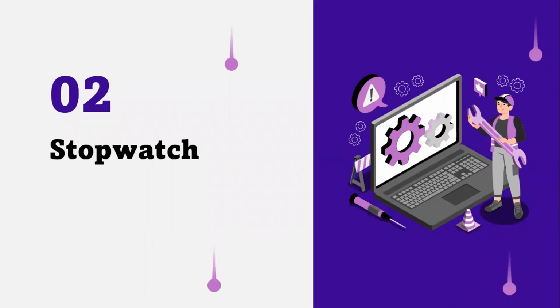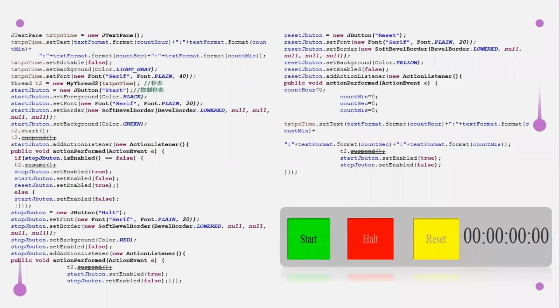There are three buttons corresponding to the start, pause, and reset stopwatch functions. This is the implementation of the associated source code. Here you can see that the stopwatch thread belongs to the myThread2 class and has been running since it was created. The pause and the reset actions simply use the suspend method in the thread to suspend the thread, but the thread is still running after it has been suspended.